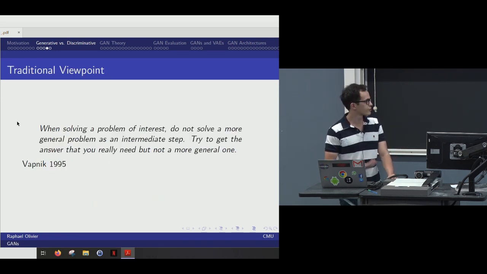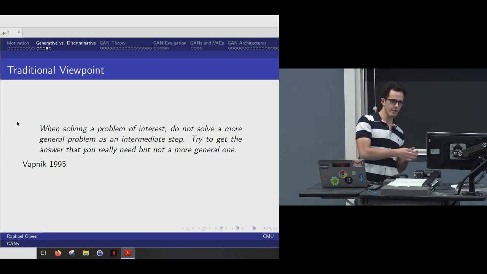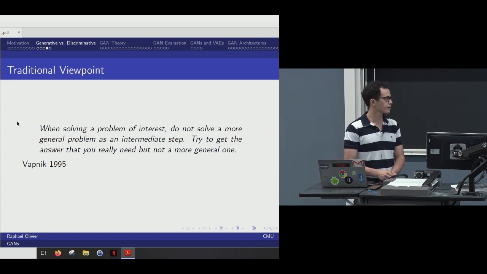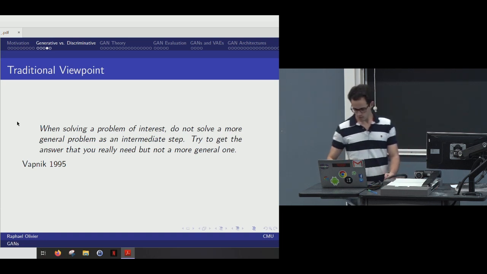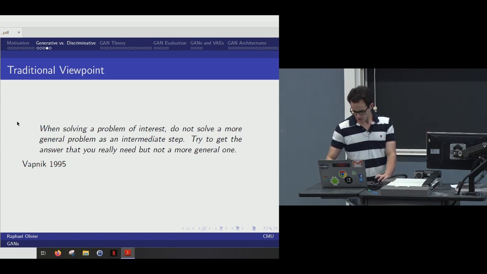So the general viewpoint used to be that if you're given a discriminative problem, you should solve that problem directly, not try to solve a more general problem and then go downstream to the simple task. That's something that Vapnik said a couple of decades ago. Very important person in machine learning, the same one behind VC dimension. He's the guy that invented SVM, etc.